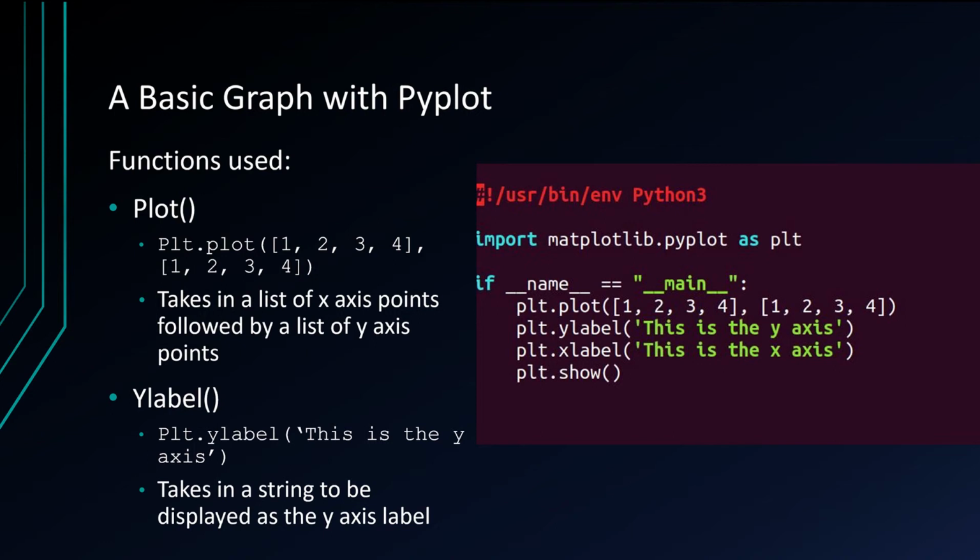So we will create a basic graph with pyplot, and to use it, first you import matplotlib.pyplot, and here we have renamed that to plt. And the first function that you're going to use is plt.plot, and here we have it taking in two lists. Both have 1, 2, 3, 4, and the first list is a list of x-axis points followed by a list of y-axis points. So on our graph, we will hope to see points 1, 1, 2, 2, 3, 3, and 4, 4. And then our next function is plt.ylabel, and this takes in a string which is to be displayed as the label across the y-axis.